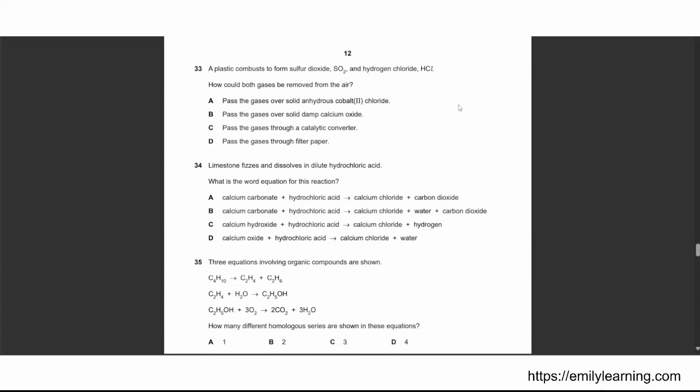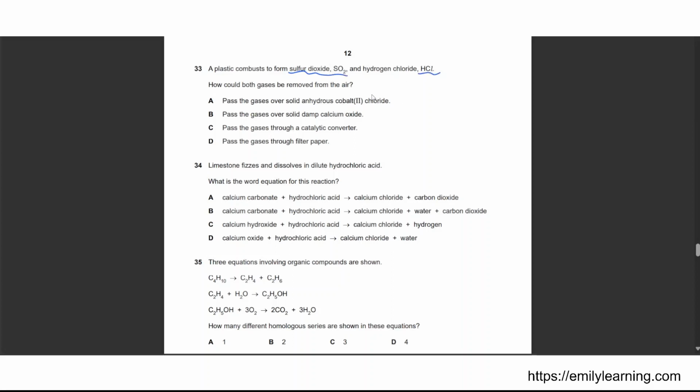Question 33, plastic combusts to form sulfur dioxide and hydrogen chloride. So how could both gases be removed from the air? Sulfur dioxide is an acidic gas, so to remove it, you need to pass it over something that is alkaline. Same thing, hydrogen chloride is acidic. So in order to remove SO2 and HCl, you will add something that is alkaline.